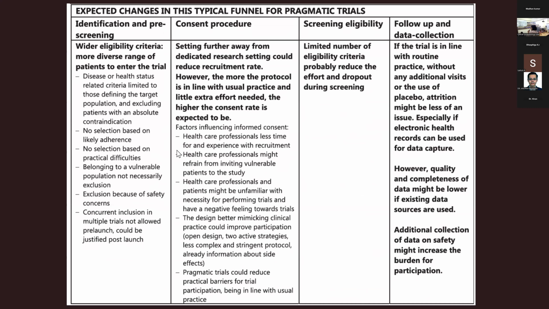So how do we overcome that in a pragmatic trial? One is using wider eligibility criteria. While assessing a disease or health status, we have to include as many patients as possible who have the illness, and there should be no selection based on likely adherence. There should be no trial run-in to see if the patient would actually comply. We should get as many participants as possible who are close to real world data. There should be no selection based on practical difficulties, and belonging to a vulnerable population need not exclude you from a trial.